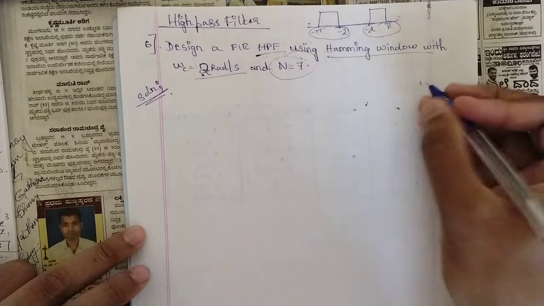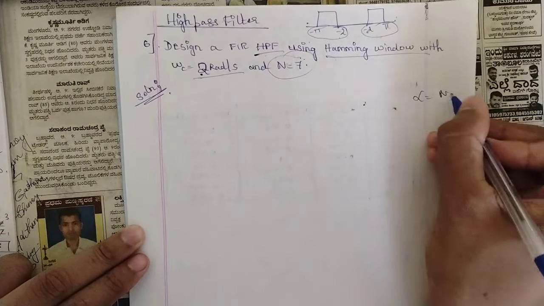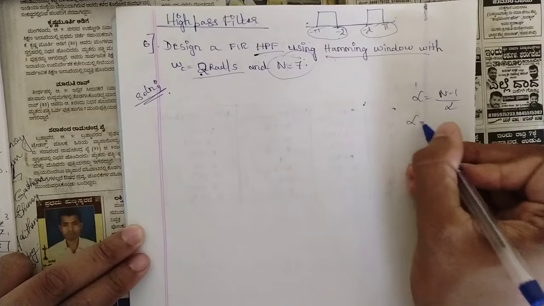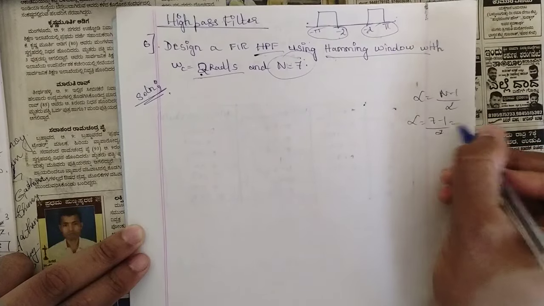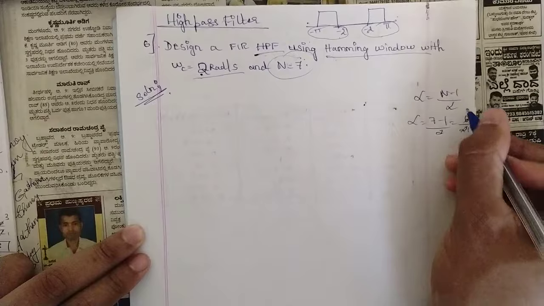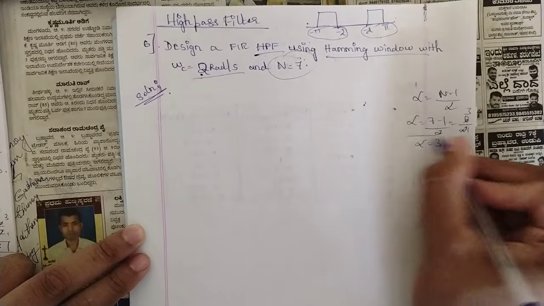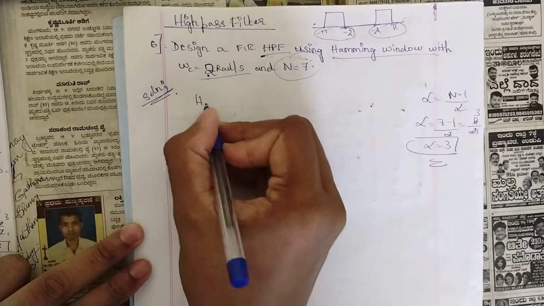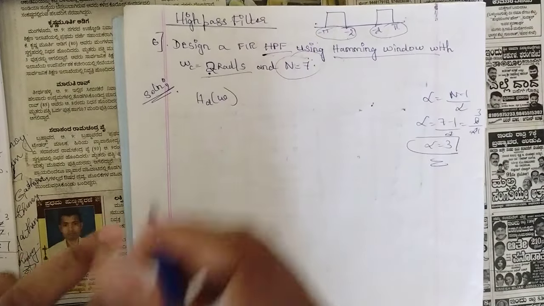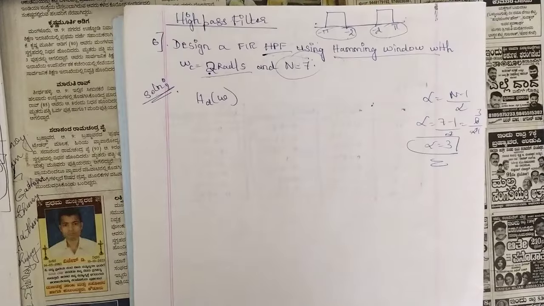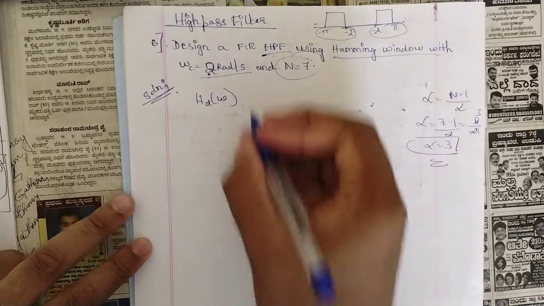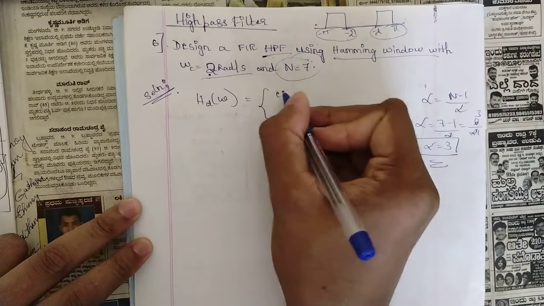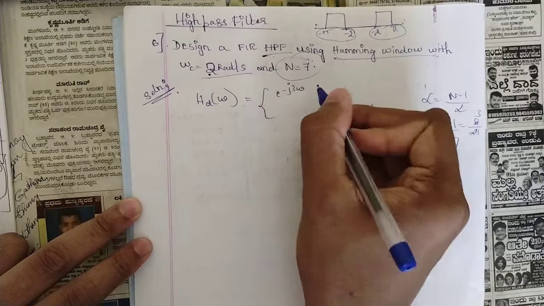First step remains the same. Find the value of alpha, N minus 1 by 2, that is 7 minus 1 by 2. 7 minus 1 is 6, by 2, 2 threes are 6, so alpha is equal to 3. Now write Hd of omega, that is equal to e power minus j 3 omega.